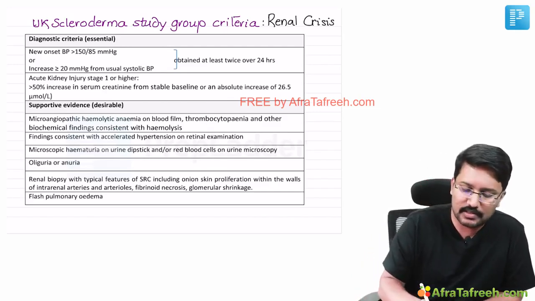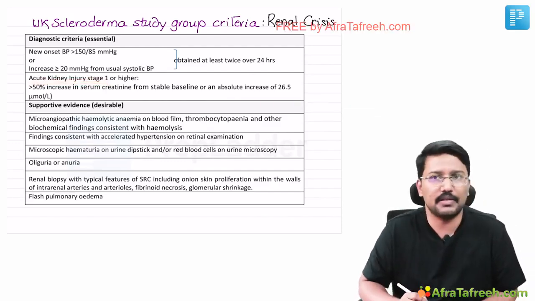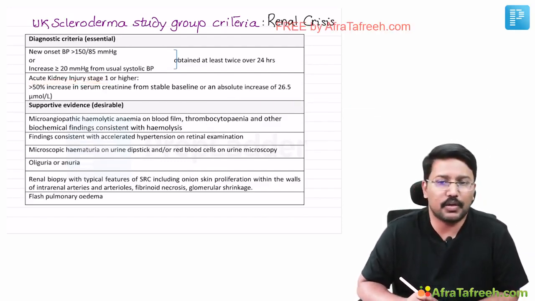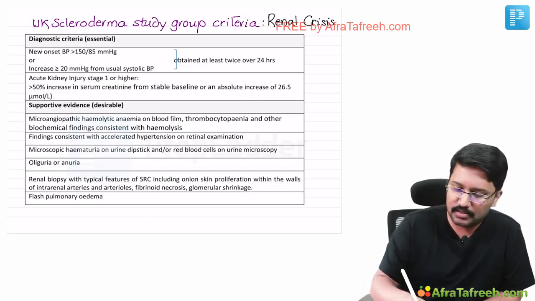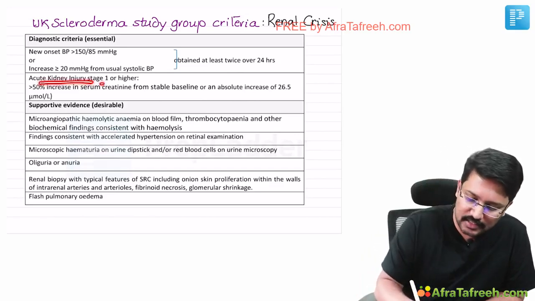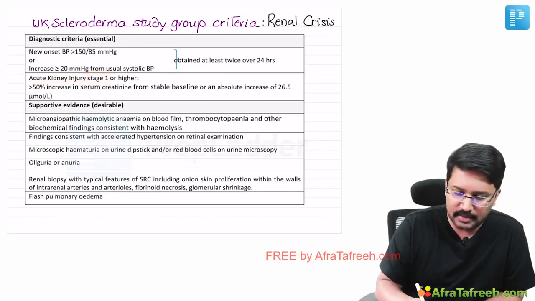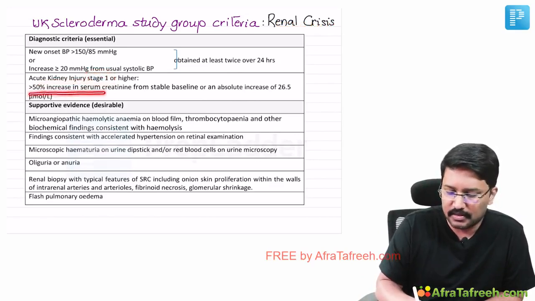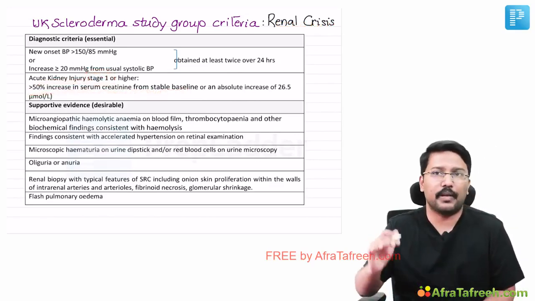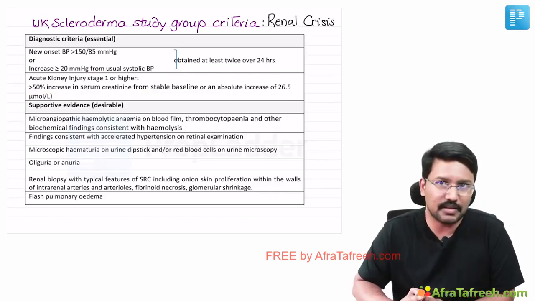I've already told you the second essential criteria is some form of evidence of renal insufficiency. Most of the guidelines follow the acute kidney injury. Right? In the UK Scleroderma Study Group, AKI stage 1 or higher, which can be defined as more than 50% increase in the serum creatinine from the stable baseline. Right? These are the essential criteria.